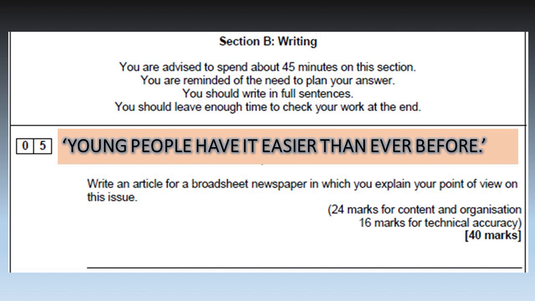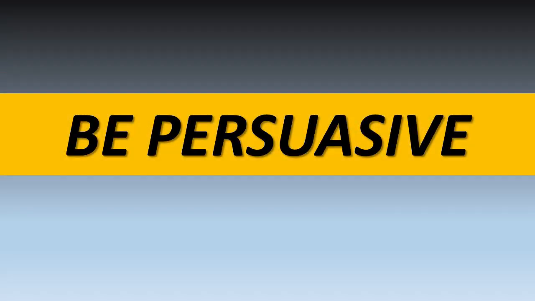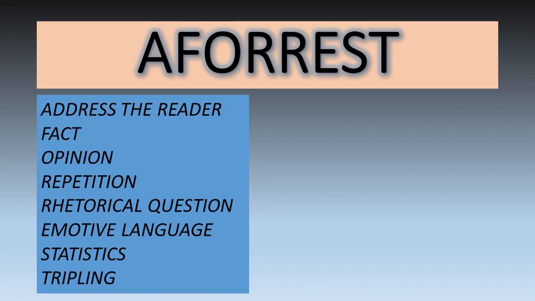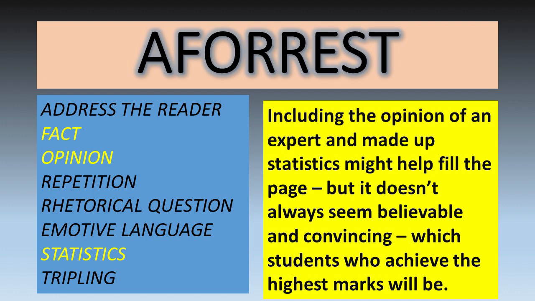So here's an example of a past paper question. Section B, writing. You're advised to spend about 45 minutes on this section. It's no secret. That's what you're directed to do. You're reminded to plan your answer. You should write in full sentences, and you should leave enough time at the end to check your work. Exactly as I've said, 5 minutes either side of your writing for planning and editing. So one tip to you is to be persuasive. Lots of your teachers might have told you about a forest, and most of that is absolutely A-OK. Some of it is a little bit old hat, a little bit old-fashioned, and a little bit ineffective.